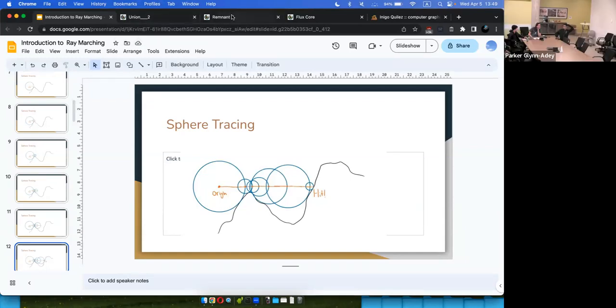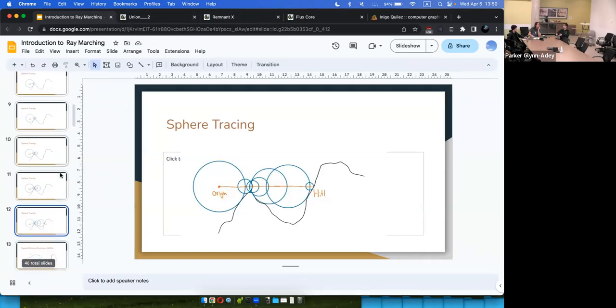We always start computing the SDF assuming we are in the center of the object. It's just easier to compute. And then we do the inverse to translate. Okay.